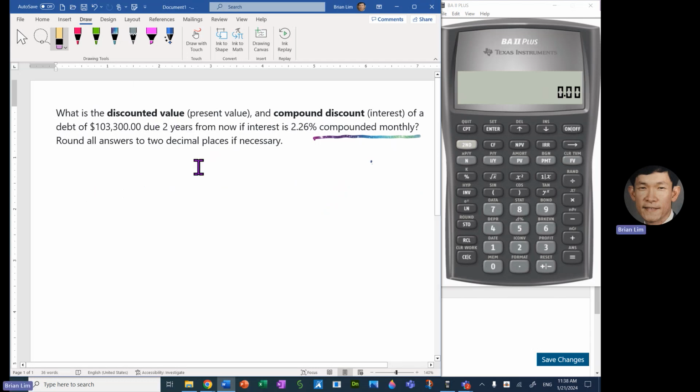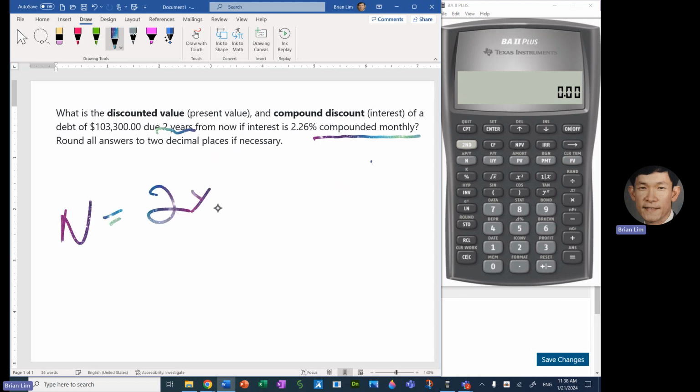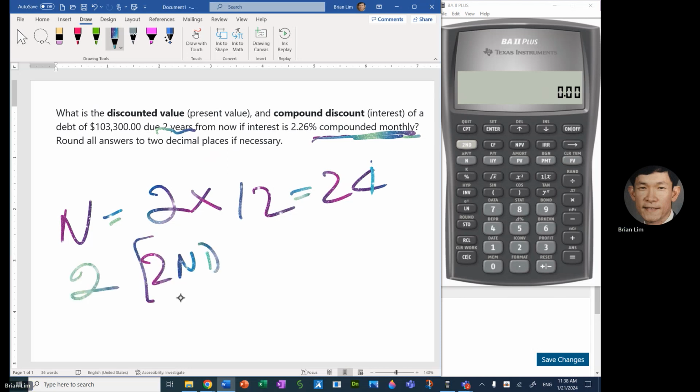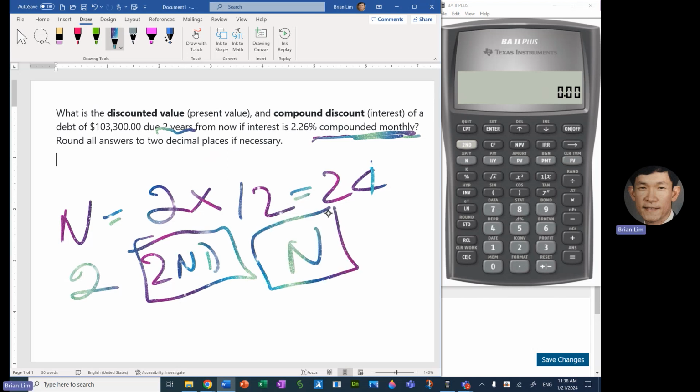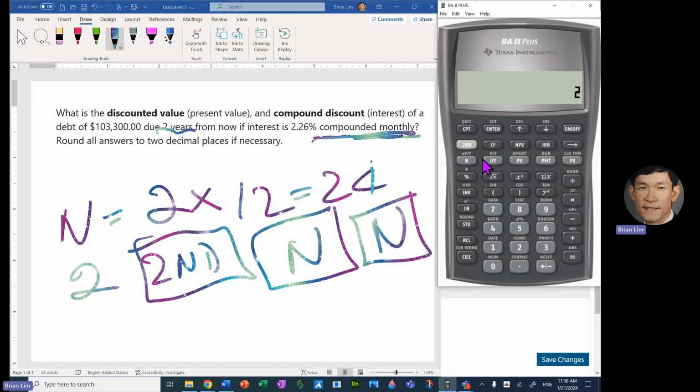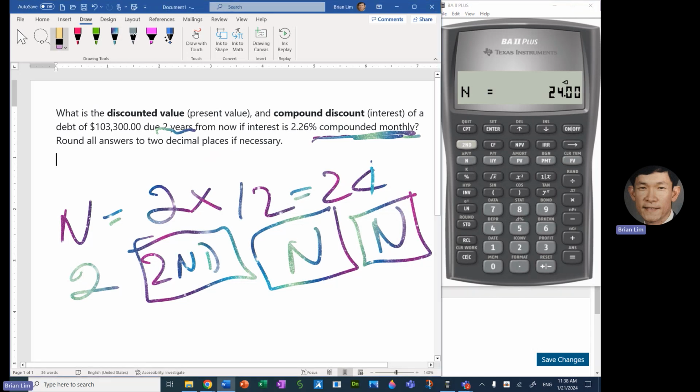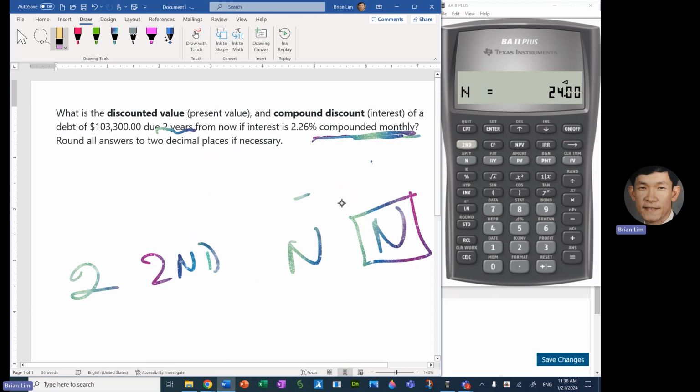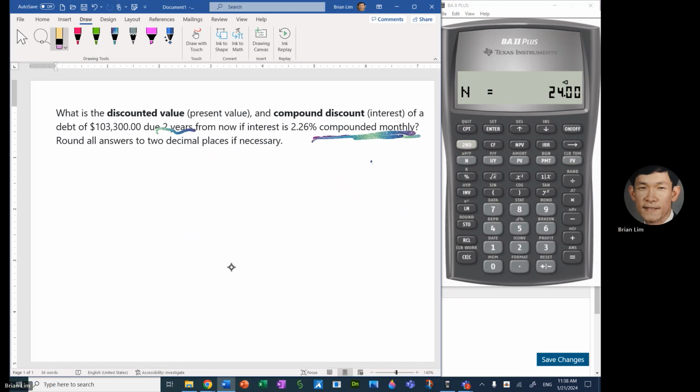And we can go to the 2 years, and N is equal to 2 times CY, which is 12, so it's really 2 times 12 equals 24. But what we will do is put in 2 and then click on second, then N, and then N again. So I go 2, second, N, N. And there we are, N is equal to 24. So we're finished with that. Let's clear this out and move on to the next part.